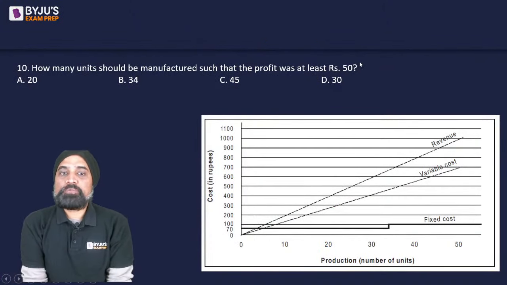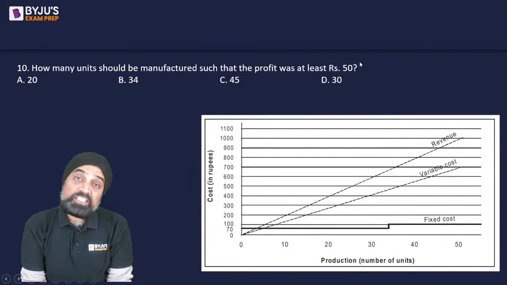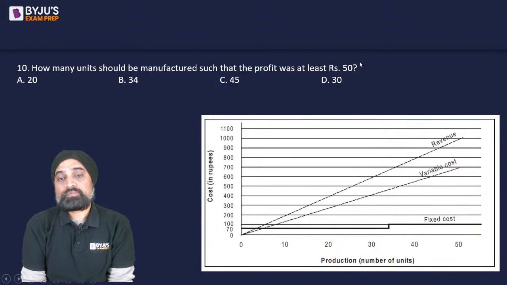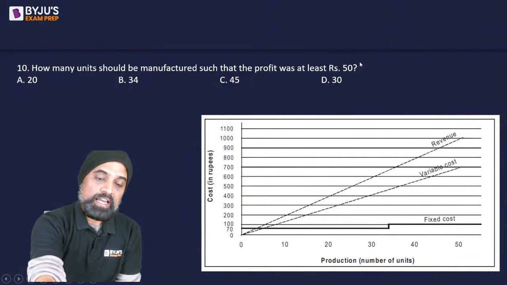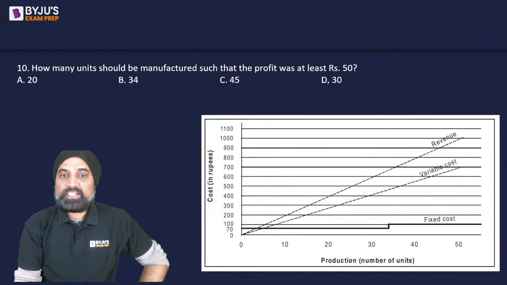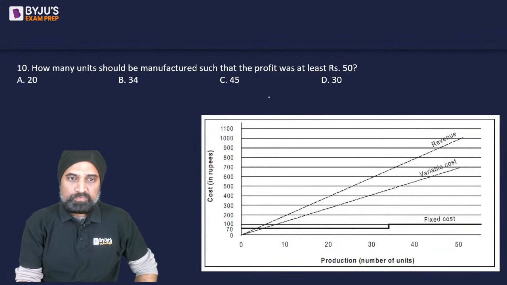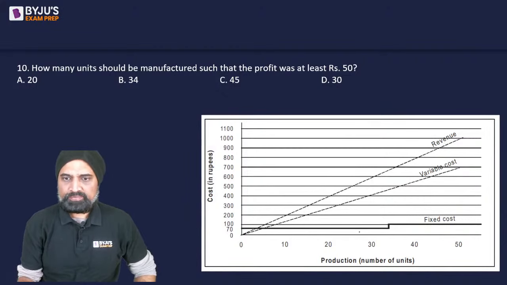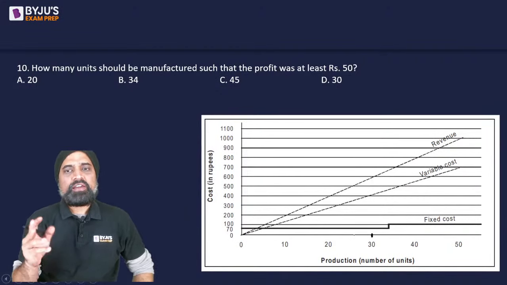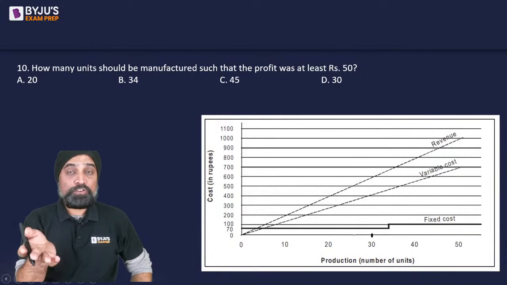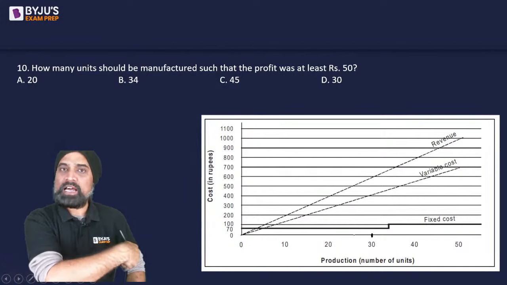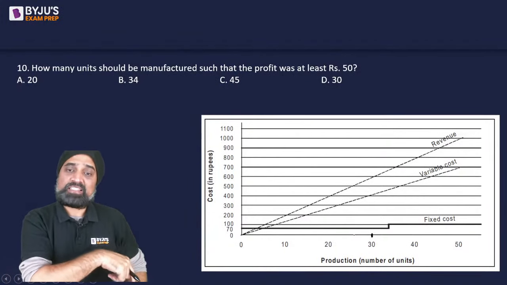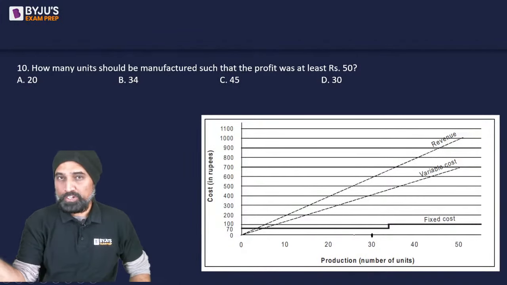Next, how many units should be manufactured such that profit was at least rupees 50? So profit is going to be at least rupees 50. So for that, if you look at the options, can we try the middle value? Can we take 30? And try from here. If at 30 I get at least 50, great, that is the answer. If I get more than 50, I will have to check 20. If I get less than 50 rupees, I'll have to check 34 or 45.